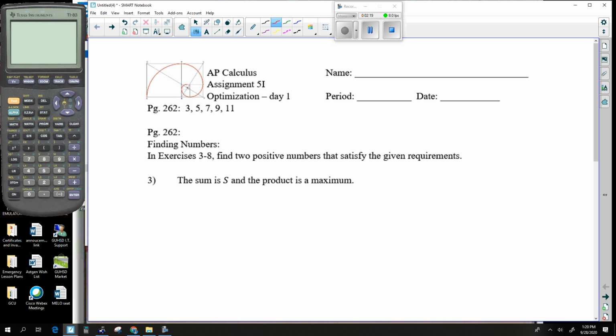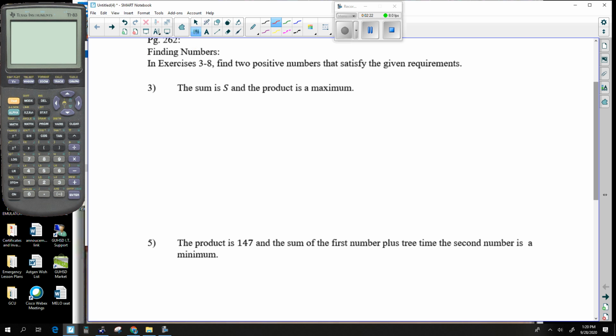All right. So they begin us off with these random questions where you've got 2 positive numbers and they do something. This first one is probably the weirdest one, but it'll work out. Two positive numbers that satisfy the given requirement: the sum is s and the product is a maximum. So the sum, that means an addition, is s, and then the product is x times y.